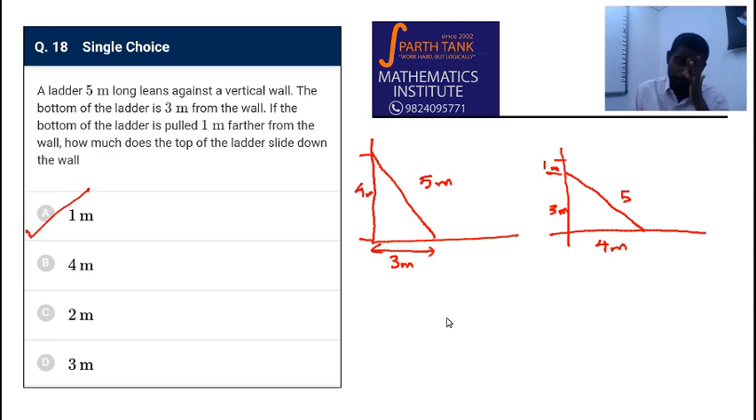This is a very simple question. I don't know why they asked this. Maybe to test you if you still remember Pythagoras theorem. I don't know why they asked this question.